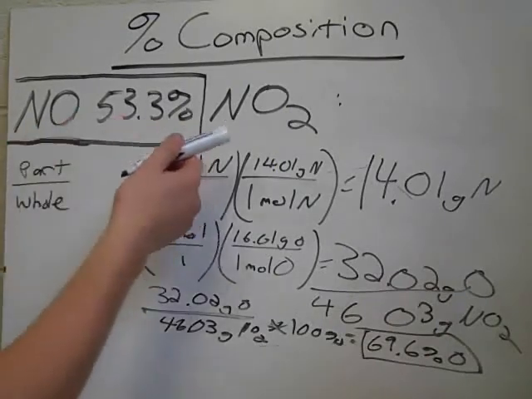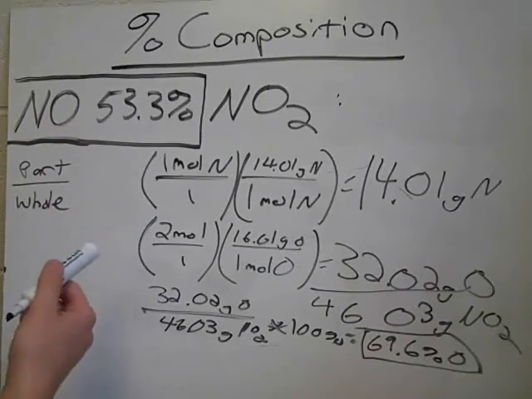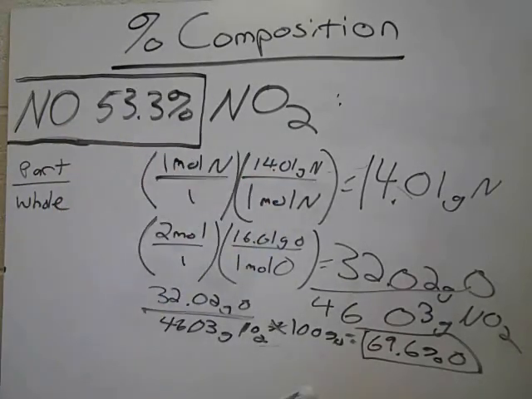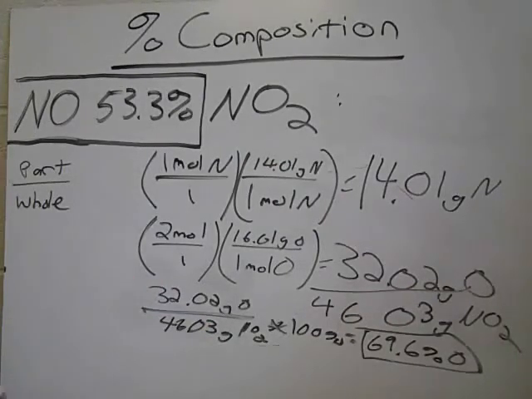So as you can see, the percent composition of O in NO was only 53.3. And as you add another O, it goes up because there's more O in relation to N. And that's basically it for percent composition.